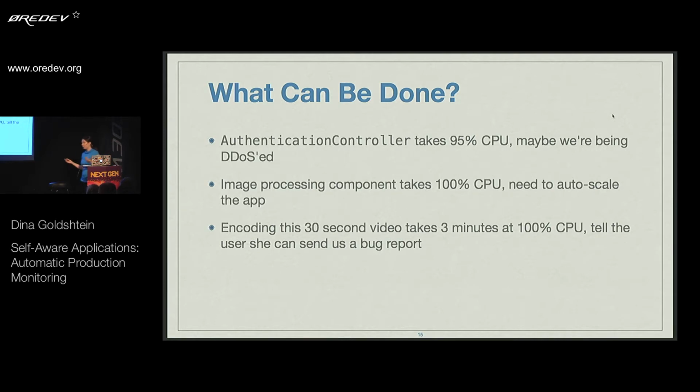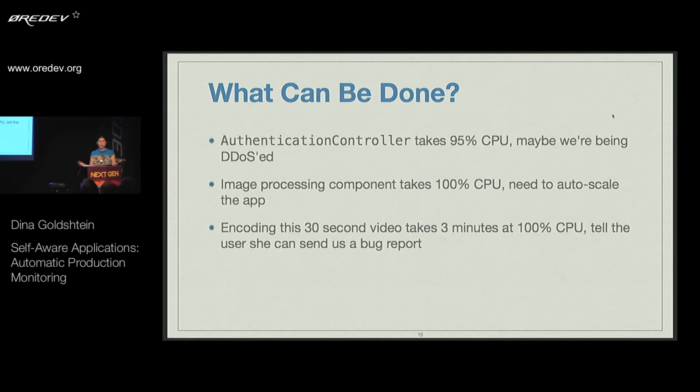And if you're wondering what on earth we could suggest in real time to do, here are a few examples. One is if your authentication controller is suddenly overworked, then perhaps you're being attacked. Maybe you're getting a denial of service attack. If some sort of computational component suddenly takes too much CPU, maybe you need to scale your application, your service. In fact, maybe you could even scale it automatically, which would be double the fun.